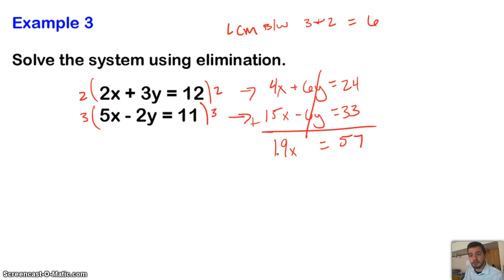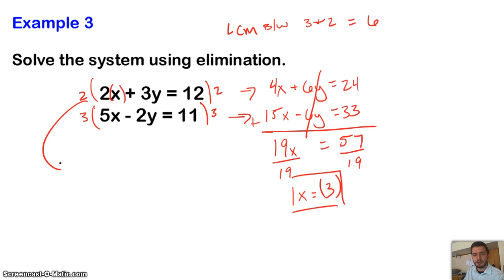And then divide by 19. So x equals 3, I believe. 19 times 3 is 57. Yep, okay, so we're good. x equals 3. So let's go ahead and plug it back in now. So I'm just going to plug it into the top. So I'm going to plug it in, right here. And I'll write it down here for you guys.